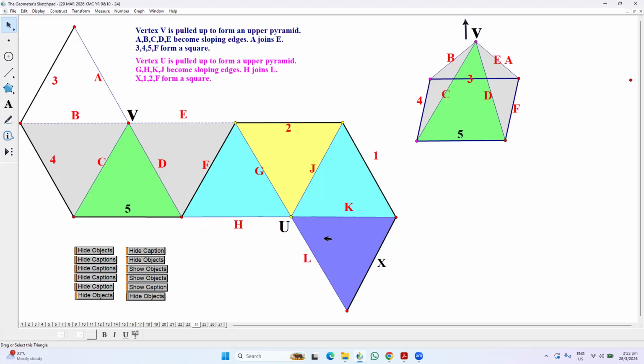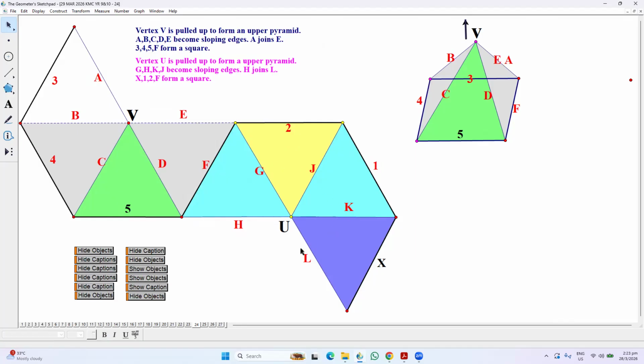Because they are the base of the triangle, V is pulled up to become the vertex of the upper pyramid. So X is the base of the sloping face, dark blue. 1 is the base of this light blue triangle on the right. Then the yellow face, the base is 2, and the edges G and J. And the blue triangle will have F as the base with sloping edges G and H.